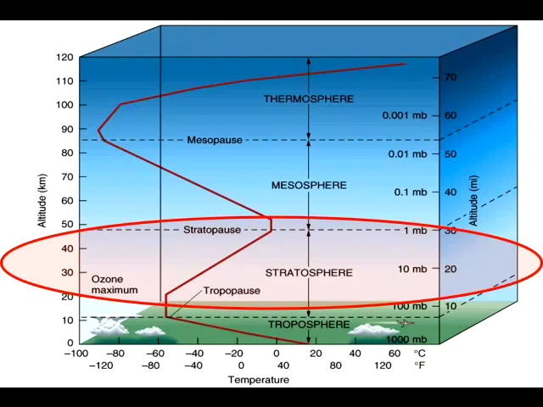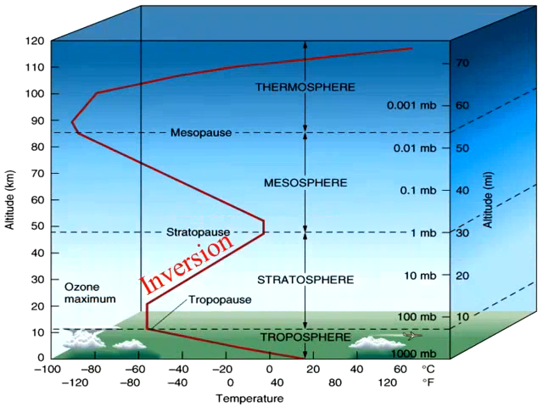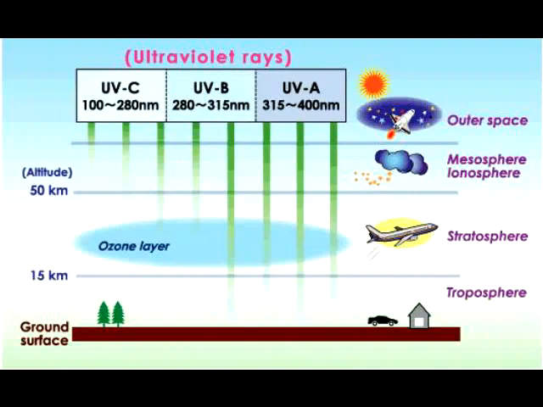Temperatures in the stratosphere increase with altitude. Average temperatures at the tropopause are approximately -74 degrees Fahrenheit. Average temperatures at the stratopause are approximately 28 degrees Fahrenheit. The increase of temperatures with altitude is called temperature inversion. The inversion in the stratosphere is caused by the absorption of ultraviolet radiation by ozone and oxygen.